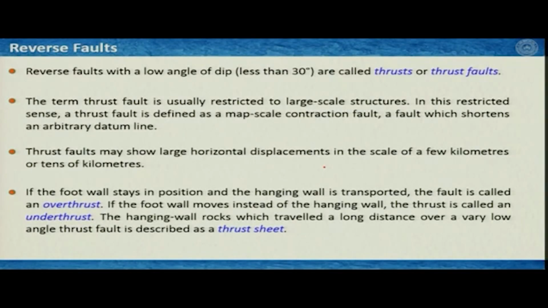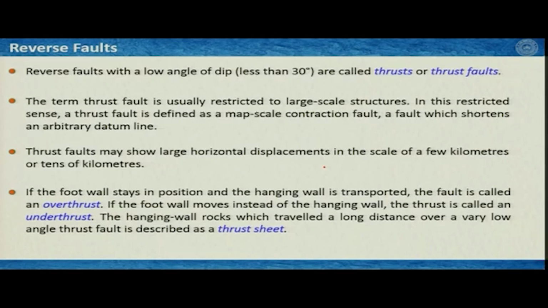So here are a few characteristics of the reverse faults, as I was talking about. Reverse faults with a low angle dip, less than 30 degrees, are generally called thrusts or thrust faults, and the term thrust fault is usually restricted to large scale structures. And in this restricted sense, a thrust fault is generally defined as a map scale contractional fault, or a fault which shortens an arbitrary datum line or a lithology in general. Now, thrust faults may show large horizontal displacements, on the scale of a few kilometers or tens of kilometers.